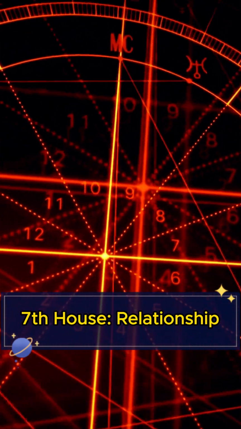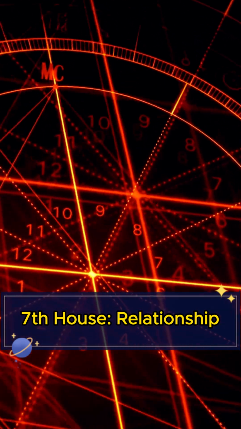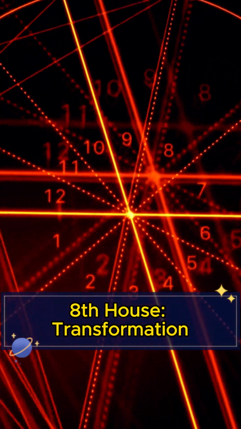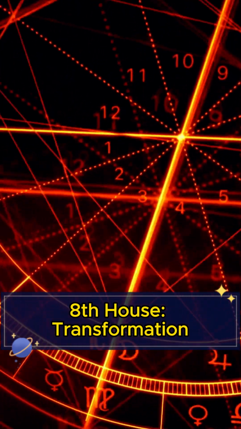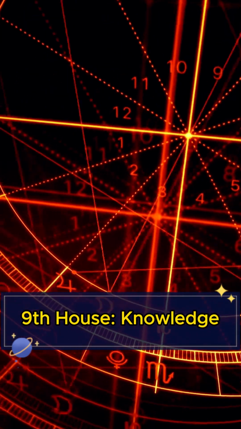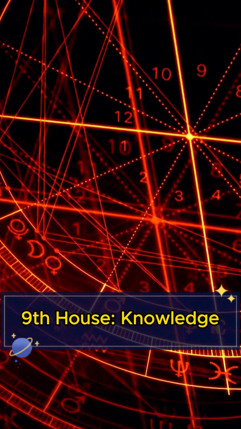The seventh house relates to relationships, partnerships, and marriage. The eighth house is about sharing resources, transformation, and facing change. The ninth house represents knowledge, travel, and life perspectives.